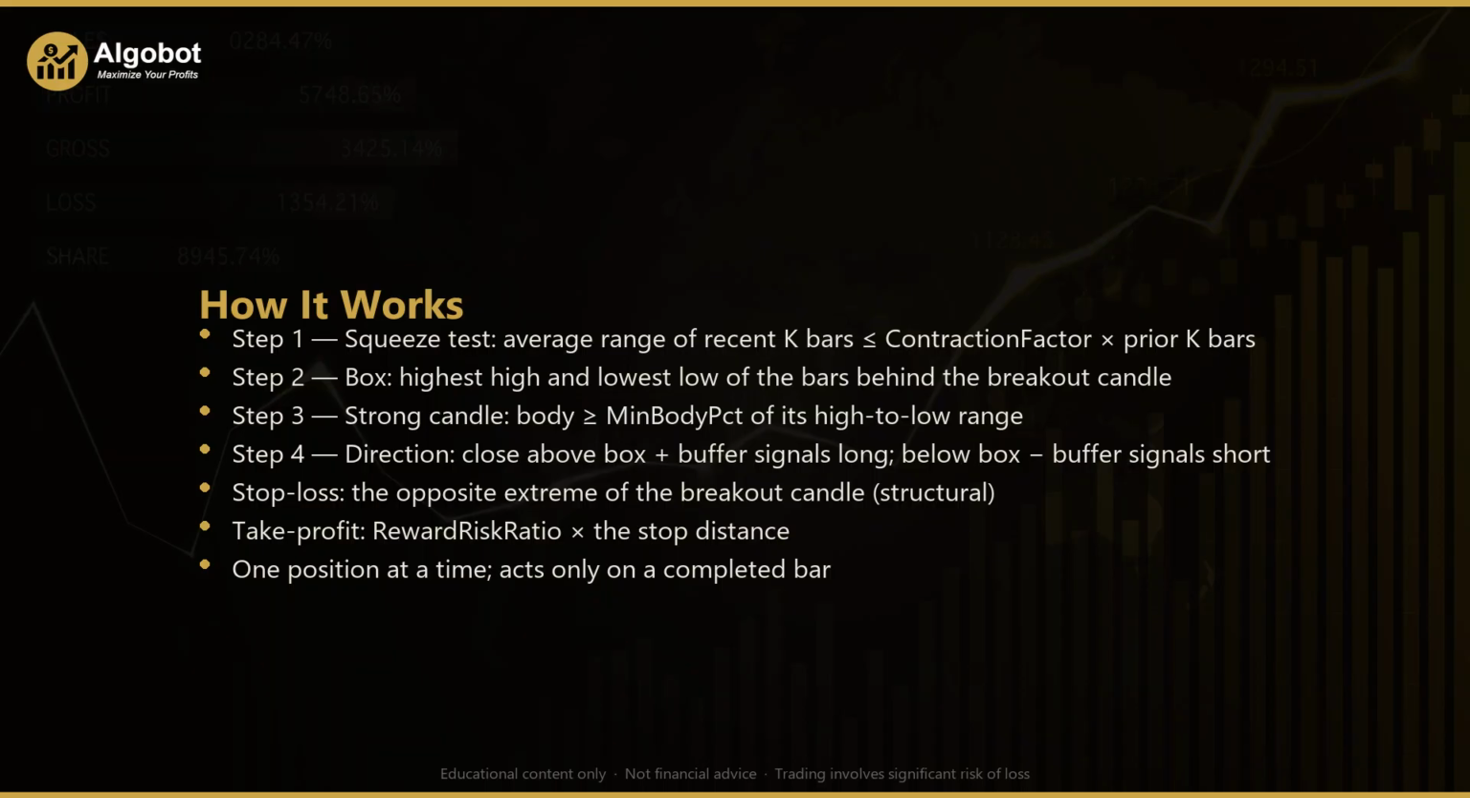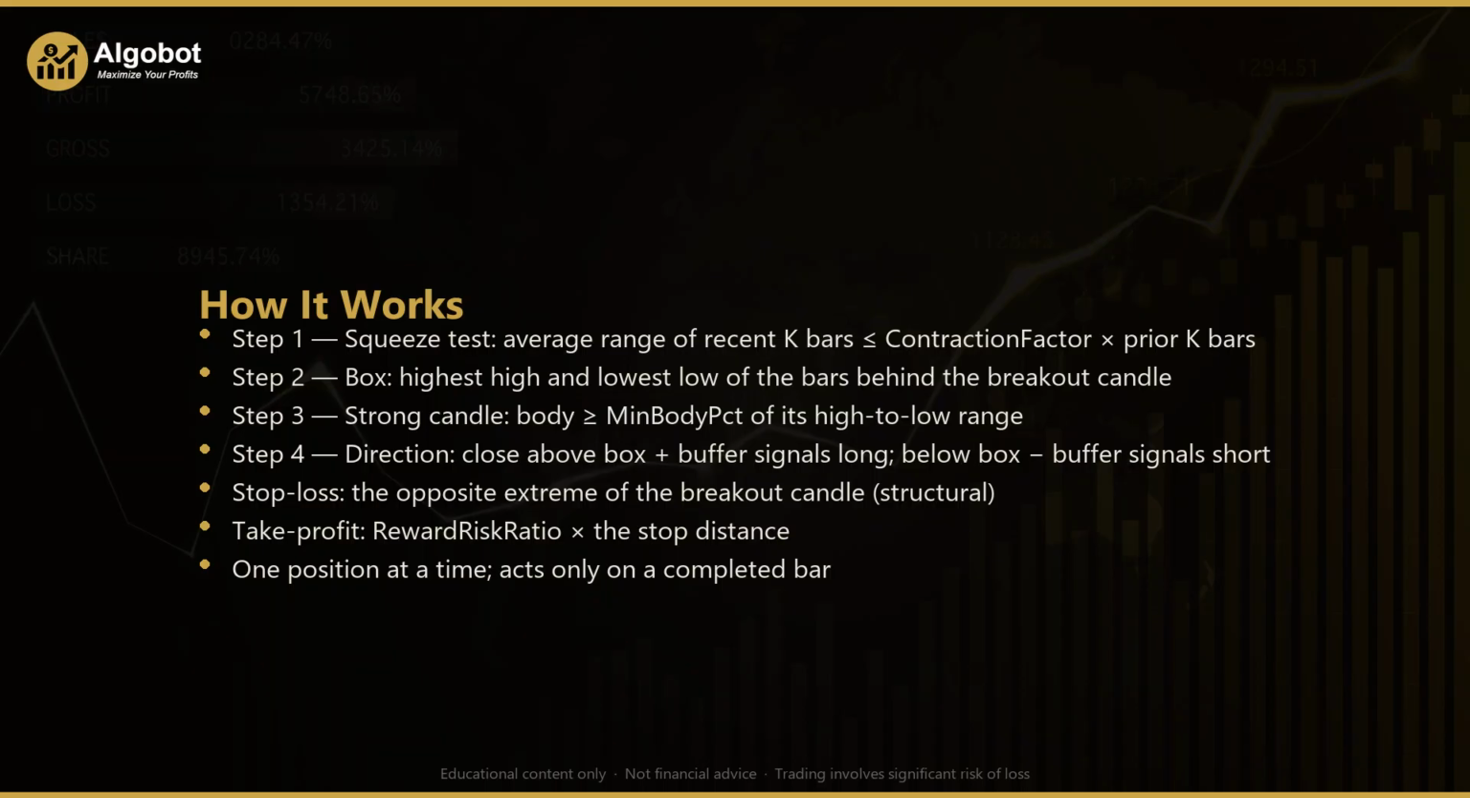Next, the strategy defines the consolidation box. Using the BoxLookback setting, which defaults to 20 bars, it finds the highest high and the lowest low of the bars sitting behind the breakout candle. Those become the upper and lower fences, and the distance between them is the box height. Then it checks the quality of the breakout candle itself. The body of the candle, the distance between its open and close, must be at least MinBodyPct of its full high-to-low range, 50% by default. This filters out weak, indecisive candles and favors strong, committed ones.